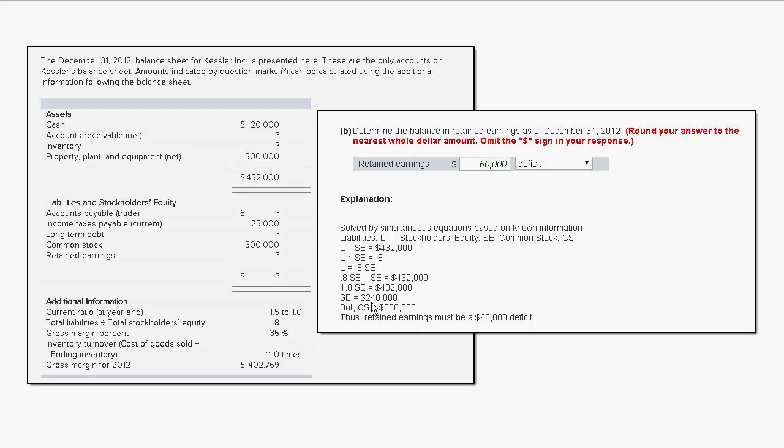So if stockholders' equity is 240,000 and common stock is 300,000, then we can work this and figure out what retained earnings has to be. Since common stock is higher than total stockholders' equity, and we know that they only have common stock and retained earnings, retained earnings must be a deficit of 60,000. That's the only way we can get from 300,000 to total stockholders' equity of 240,000. And that's this problem.